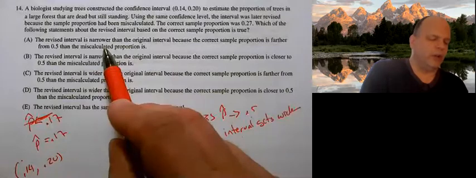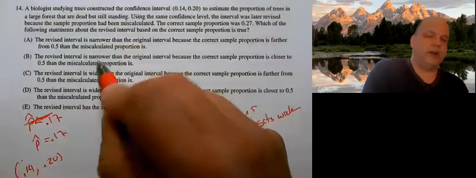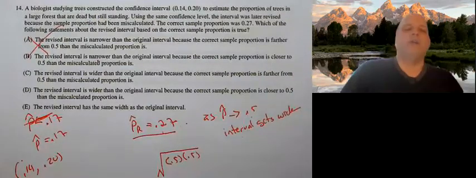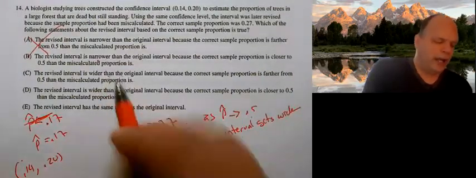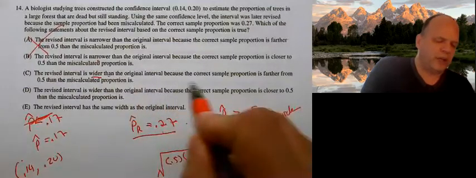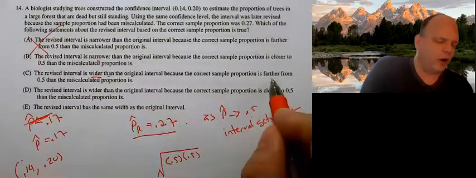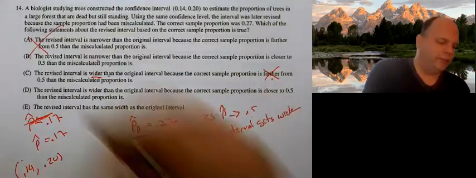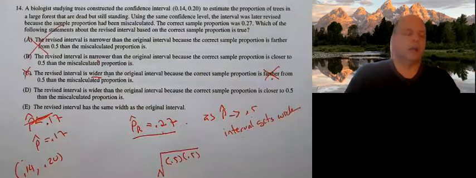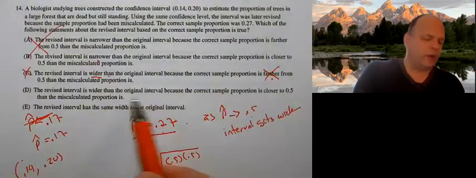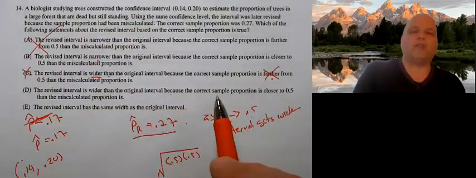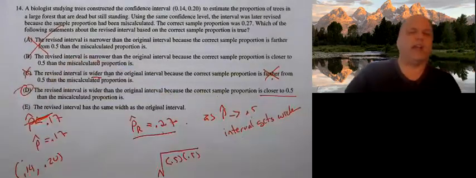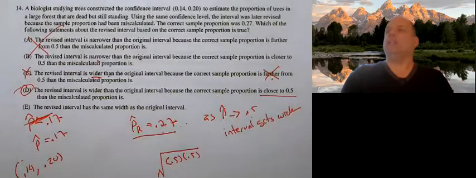So the revised interval is narrower, and is narrower. So that gets rid of A and B really quickly. We know that they're incorrect. The revised interval is wider than the original interval because the correct sample proportion is farther from 0.5. No, it's closer to 0.5. So this is the wrong reason. The revised interval is wider than the original interval because the correct sample proportion is closer to 0.5. I like that. So 14 happens to be D.